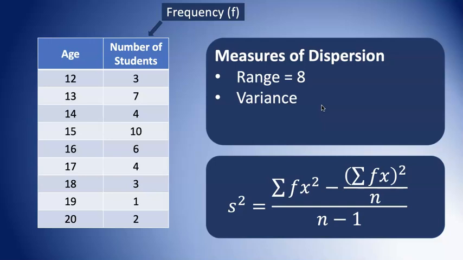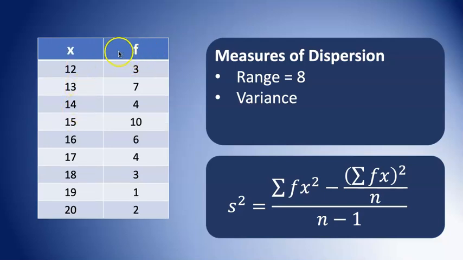we're going to look at our variance. And if you notice the formula, we have S here instead of sigma, because we're talking about the variance for a sample, not for a population. So S squared, the sample variance. So here goes. Notice we have fx squared. So I'm going to simplify things: the age would be our x, because that's a variable, and the number of students is our frequency. Alright, so we have x and we have f.